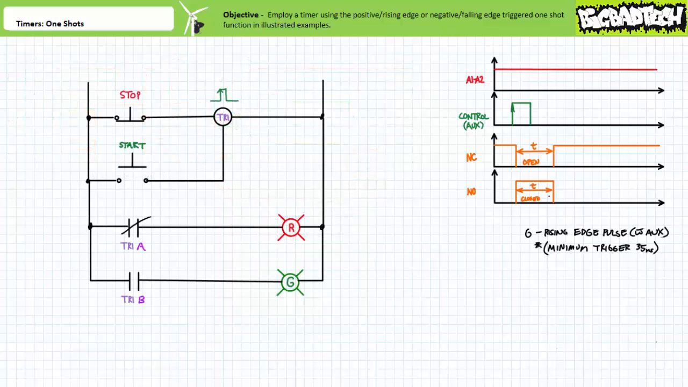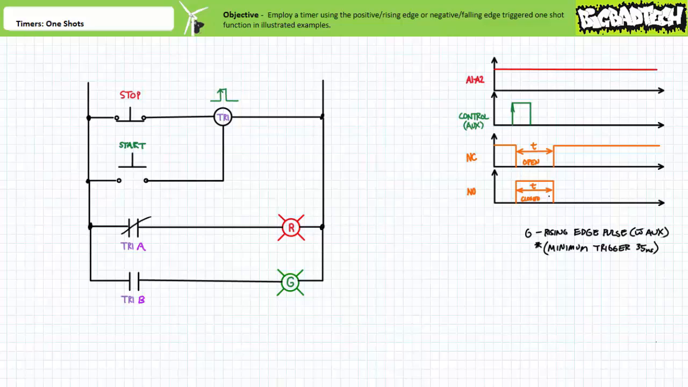The classic introductory example of positive edge triggered one-shots is the time-delayed response of two pilot lights. You note that the positive edge triggered one-shot is sometimes illustrated using the shorthand symbol of the pulse with the positive edge highlighted. It's kind of like a little top hat. This is not always a common practice, but I find it extremely useful.